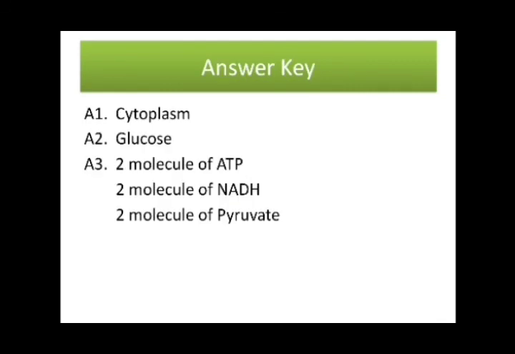So the answer to the first question is cytoplasm. This is the place where the whole of glycolysis completes, and after that the further process occurs in the mitochondria. And in answer 2, the monosaccharide which is the primary source for glycolysis is glucose, and from the glucose, 2 molecules of ATP, 2 molecules of NADH, and 2 molecules of pyruvate are produced.